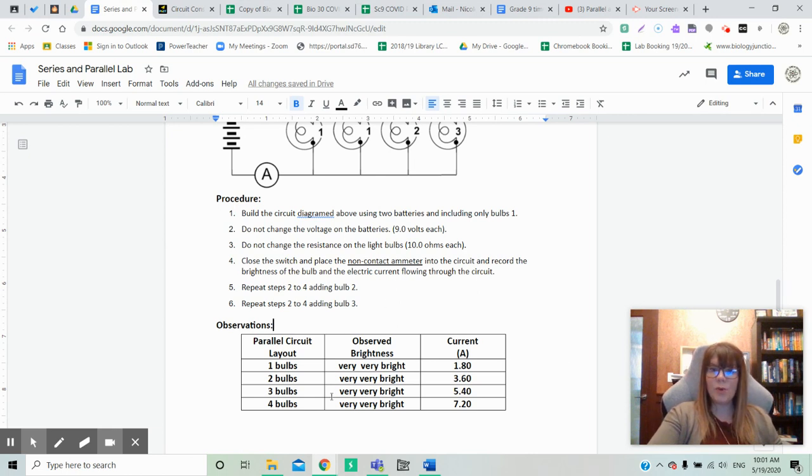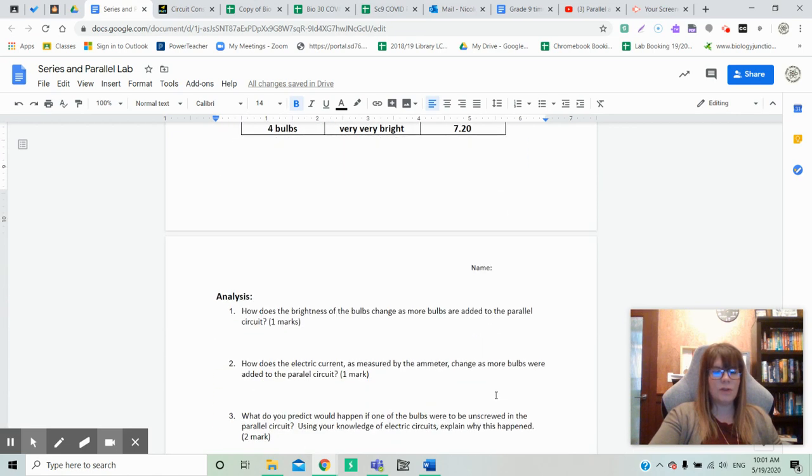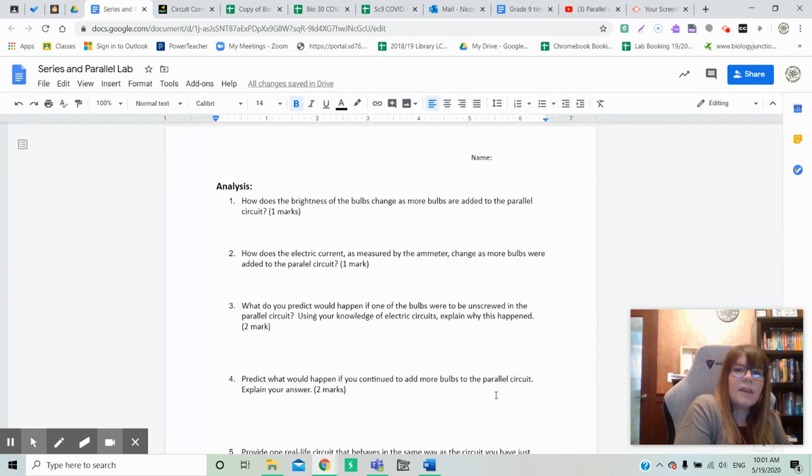You will notice that the brightness never changed, but the current did. You will notice it changes by exactly the same amount, 1.8 each time. Give it a try to see if it does, okay? So again, how is the brightness of the bulbs affected as you added more? We took away, but you can look at your data chart going from 1 to 4. How does current change as you add more light bulbs? Again, using your data, explain the relationship.